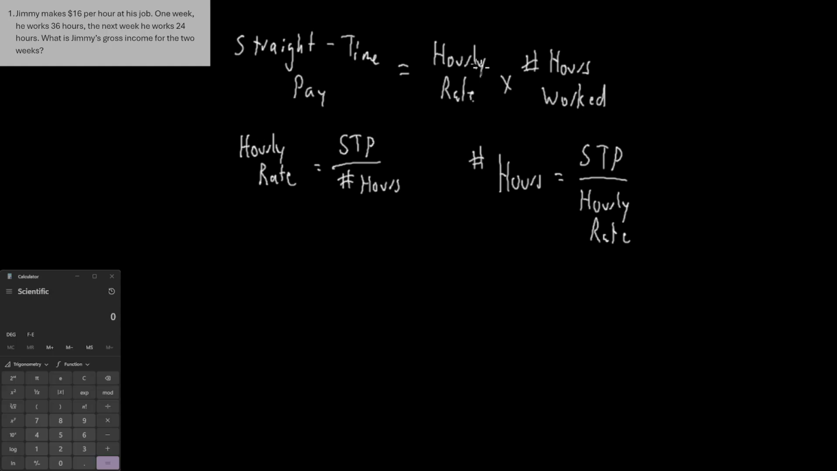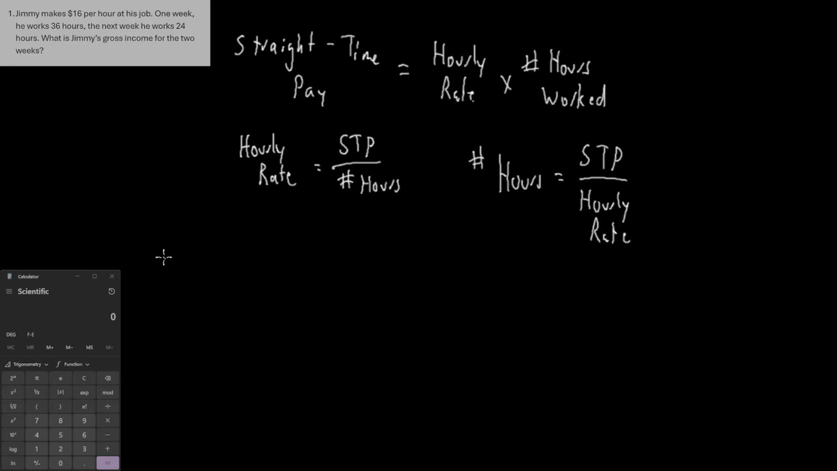If you wanted to get hourly rate by itself, hourly rate is being multiplied by the number of hours worked. So to get hourly rate by itself, you just do the opposite. The opposite of multiplying by number of hours worked is dividing by number of hours worked. And what you do to one side, you do to the other. Or if you're looking for the number of hours, it's also being multiplied by hourly rate. The opposite of that is dividing by hourly rate. What you do to one side, you do to the other.